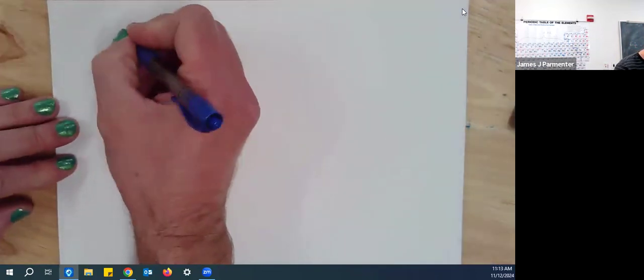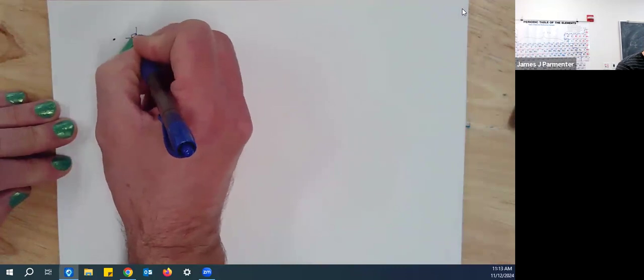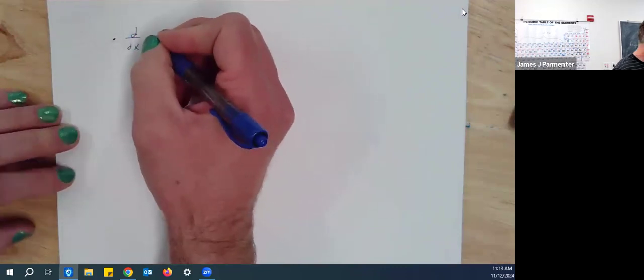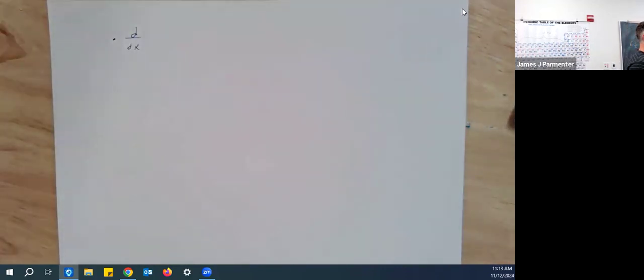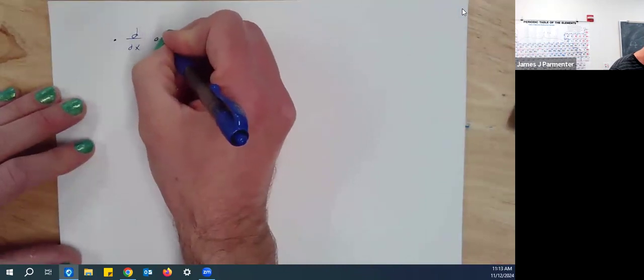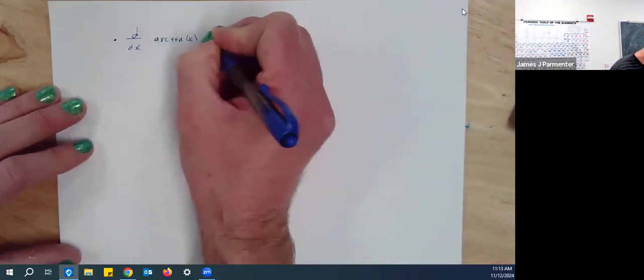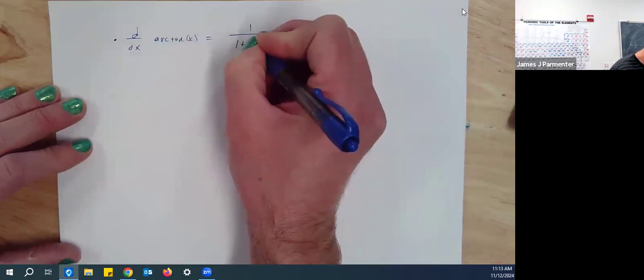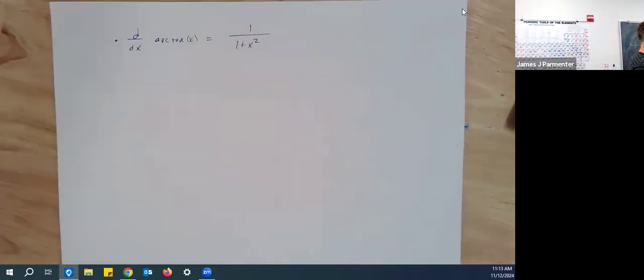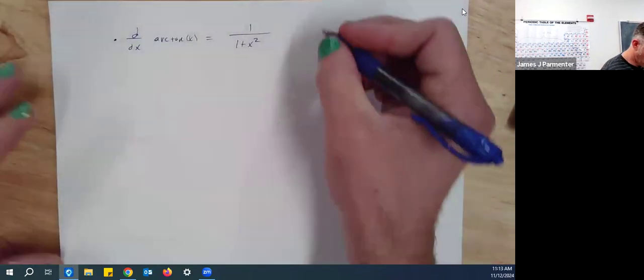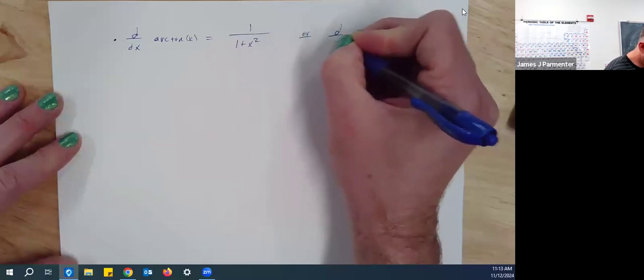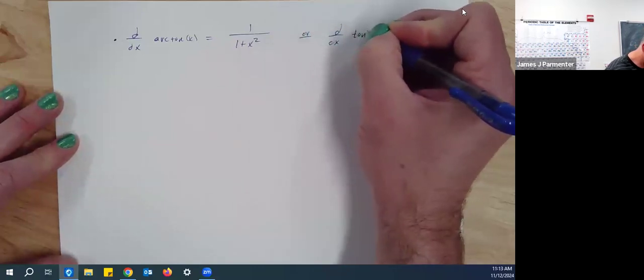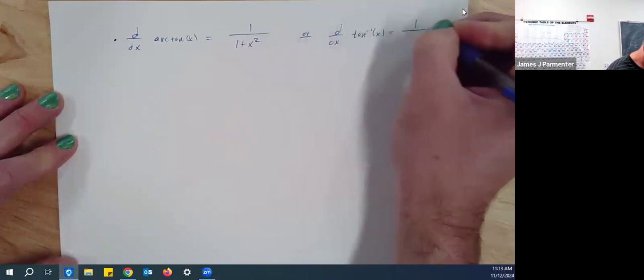First, the derivative of the arctangent, or inverse tangent. I like arctangent personally. The derivative of the arctangent of x is 1 over 1 plus x squared, or x squared plus 1, whichever way you want to write the denominator. They're both fine. Or you can write it as the derivative of the inverse tangent of x is equal to 1 over 1 plus x squared.